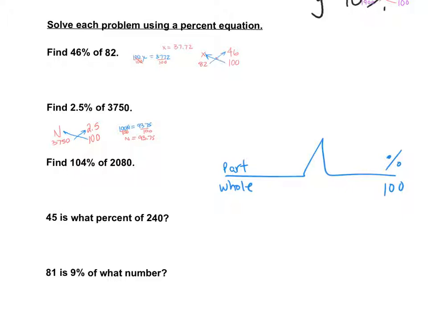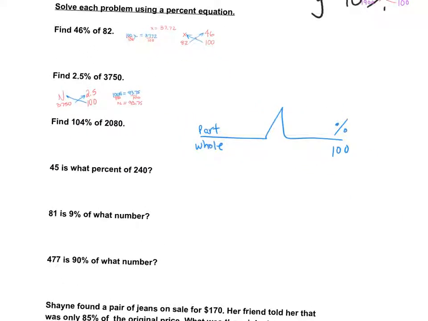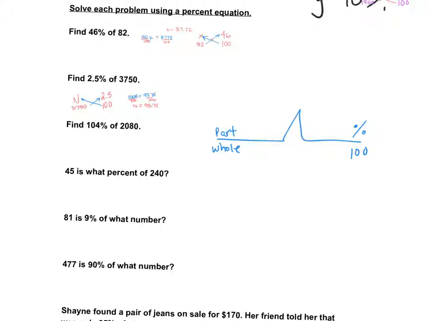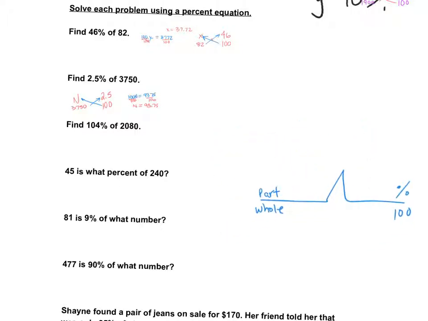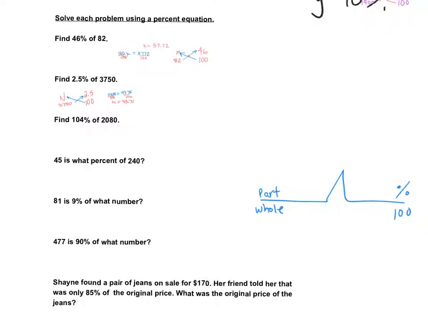All right. The next question is actually a little bit of a tricky thing, because it's asking you to find 104% of something. It's asking you to find more than 100% of a number. So that means that my new number is going to be more than 2080.